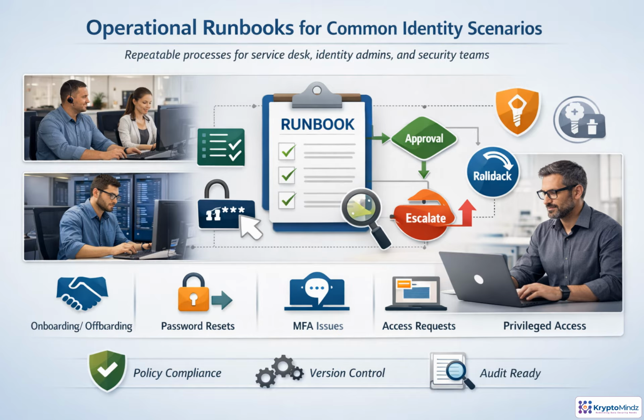A runbook turns identity troubleshooting into a repeatable operating procedure. For common scenarios like onboarding, offboarding, password resets, MFA issues, device problems, access requests, or privileged role changes, define the trigger, required information, tools, steps, approvals, and validation. Include rollback options and clear escalation criteria, so teams know when to stop and ask for help.